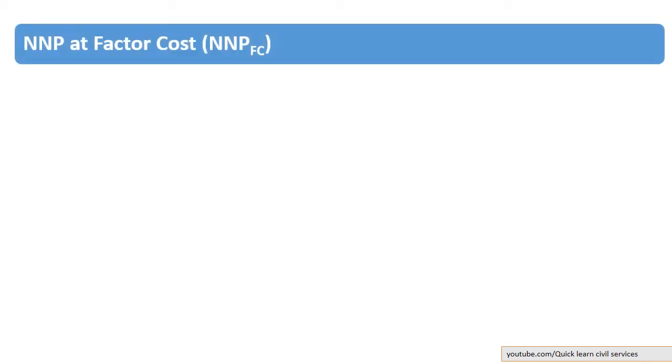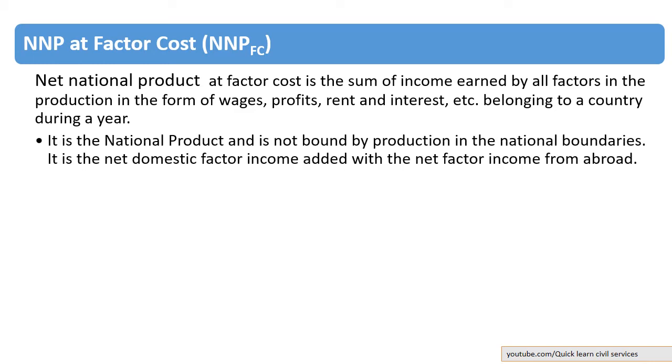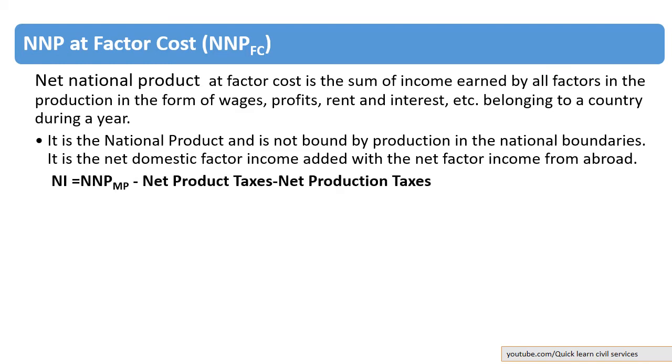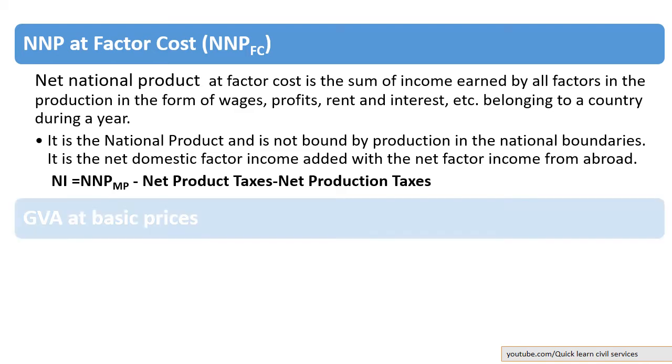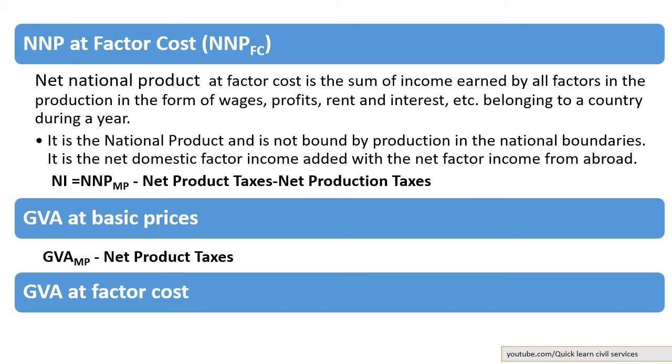NNP at factor cost. Net national product at factor cost is the sum of income earned by all factors in the production in the form of wages, profits, rent and interest, etc. belonging to a country during a year. It is the national product and is not bound by production in the national boundaries. It is the net domestic factor income added with the net factor income from abroad. NI is equal to NNP market price minus net product taxes minus net production taxes. GVA market price minus net product taxes. GVA at factor cost. GVA at basic prices minus net production taxes.